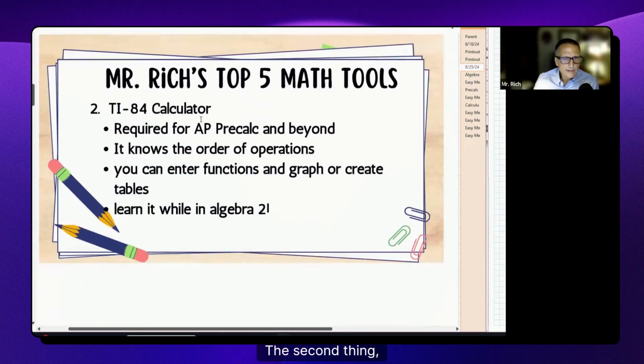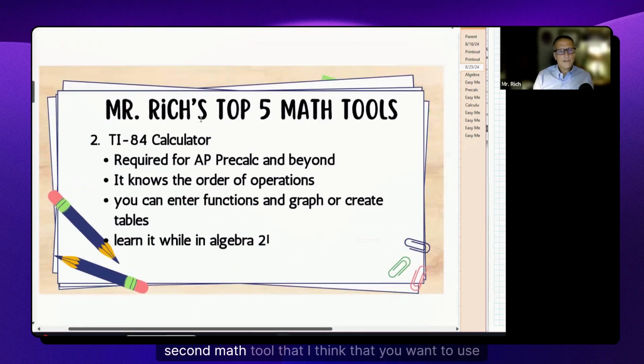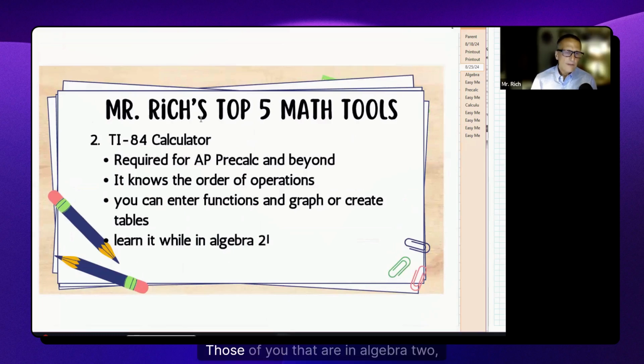The second thing, the second math tool that I think that you want to use, is a TI-84 calculator. Those of you that are in Algebra 2, you're not required to be using a TI-84.